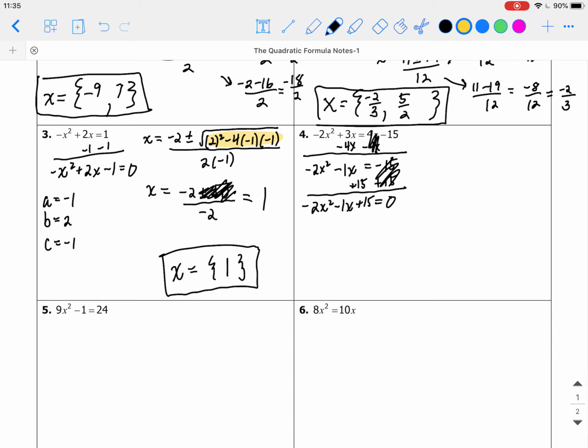So I can go ahead and label my a, b, and c. My a is going to be negative 2. My b is going to be negative 1, and my c is going to be 15. Okay, beautiful. So let's start with our plug-in. I have x is equal to the opposite of b, which the opposite of negative 1 will be 1, plus or minus the square root of b squared minus 4, a is negative 2, and c is 15, all over 2a, which is negative 2.